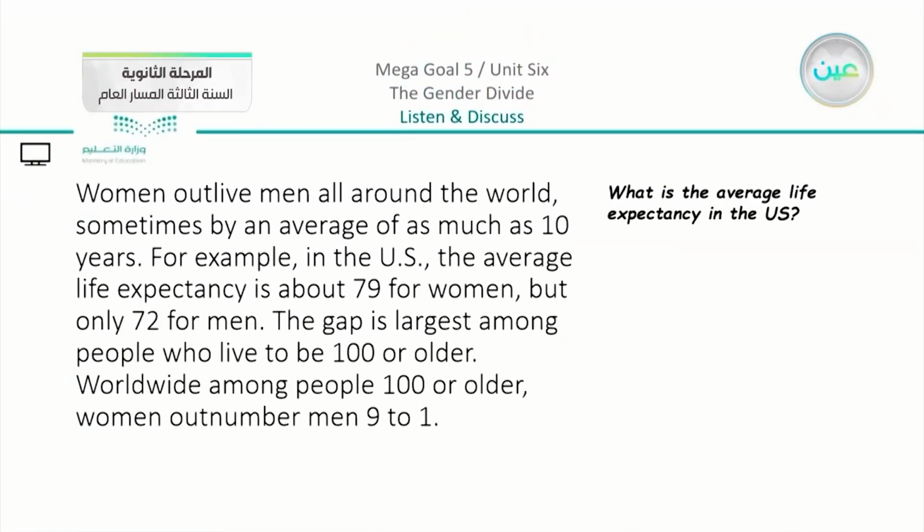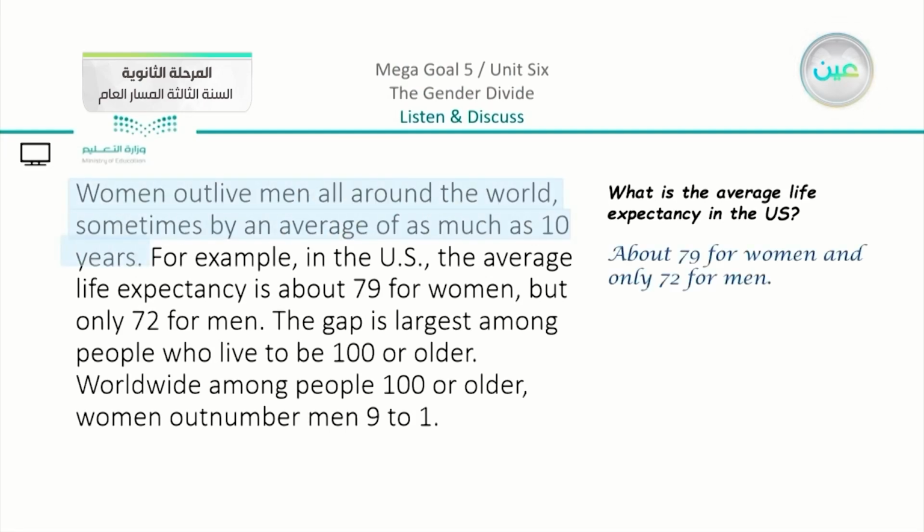Now we have in our last part here, what is the average life expectancy in the US? We can see from the highlighted part that it is about 79 for women in general and only 72 for men.